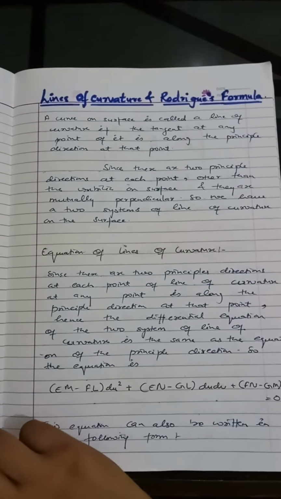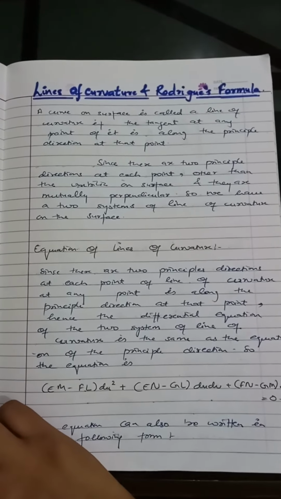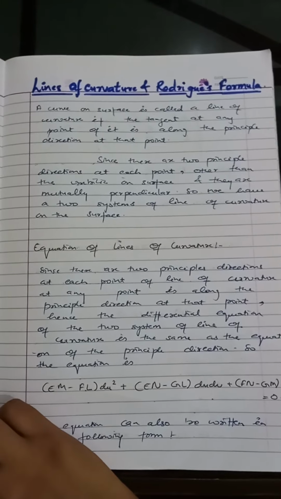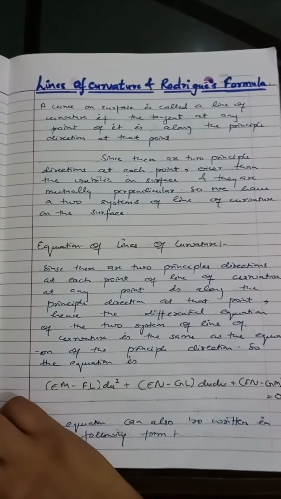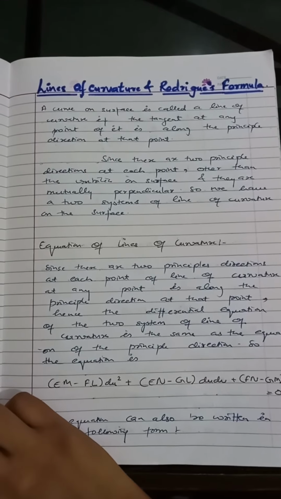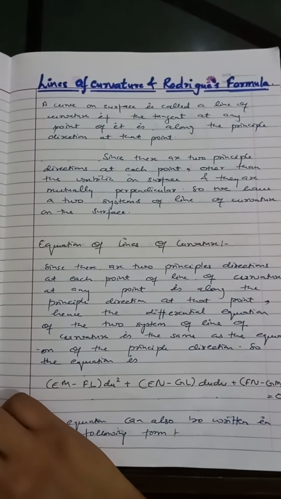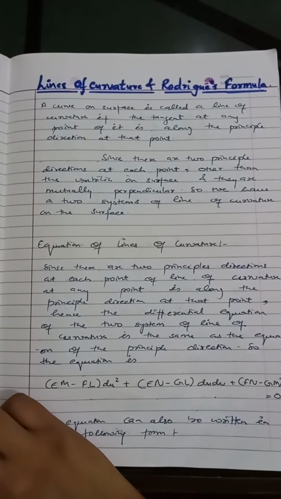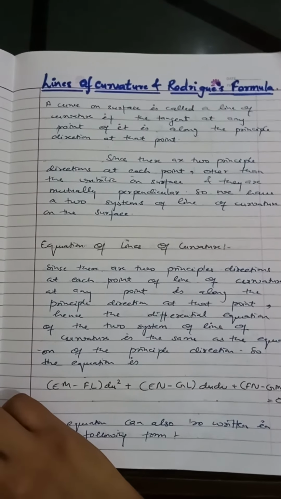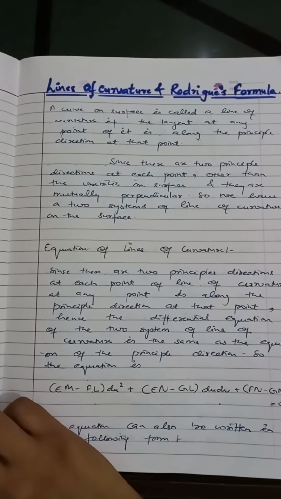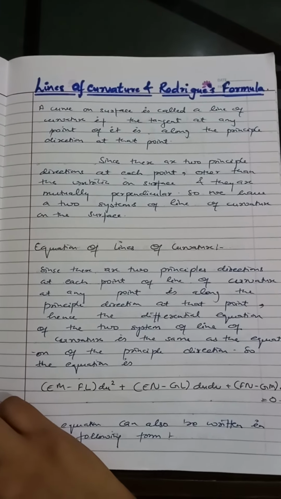First of all, the definition. A curve on a surface is called a line of curvature if the tangent at any point of it is along the principal direction at that point. Since there are two principal directions at each point, other than the umbilic on the surface, they are mutually perpendicular. So we have two systems of lines of curvature on the surface.